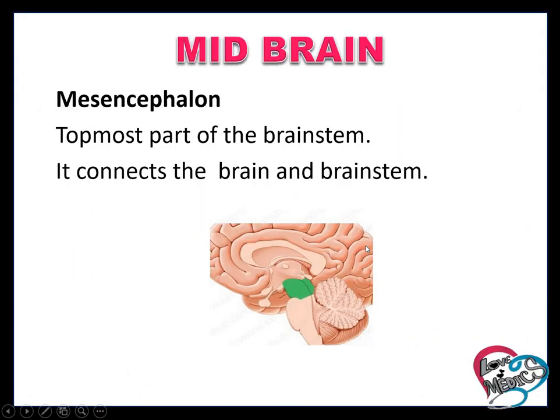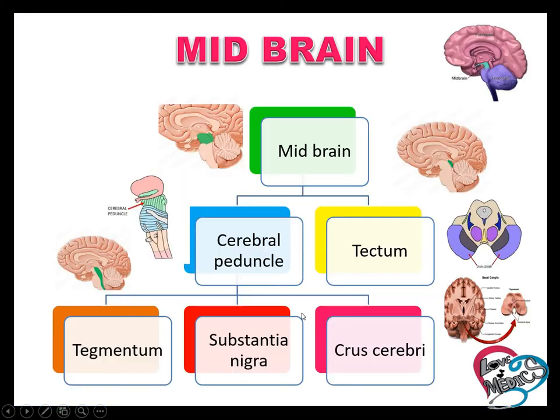Midbrain. Midbrain is also called mesencephalon, and it is the topmost part of the brainstem. It connects the cerebrum with the brainstem. The midbrain has the tectum and the cerebral peduncle. This one is the tectum and this one is the cerebral peduncle. This one is the midbrain. The cerebral peduncle has the tegmentum, substantia nigra and then crus cerebri.